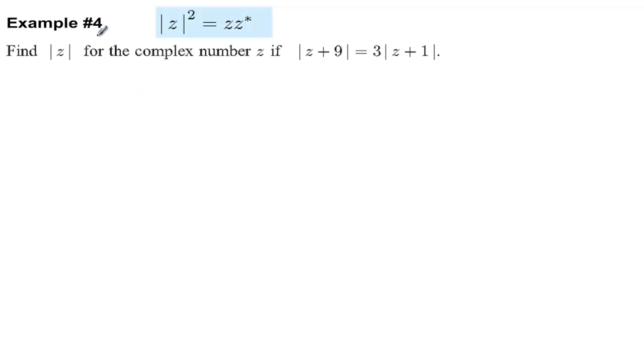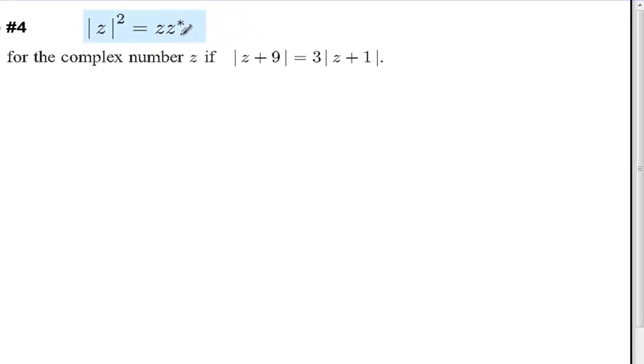This is our fourth and probably hardest example that we're going to do in this video. And it's asking us to find the modulus of z. And what we're given is that the modulus of z plus 9 is equal to 3 times the modulus of z plus 1. And I've put this part up here at the top. It's going to help us solve this equation. In it, it says that the modulus of z squared is equal to z times its conjugate.